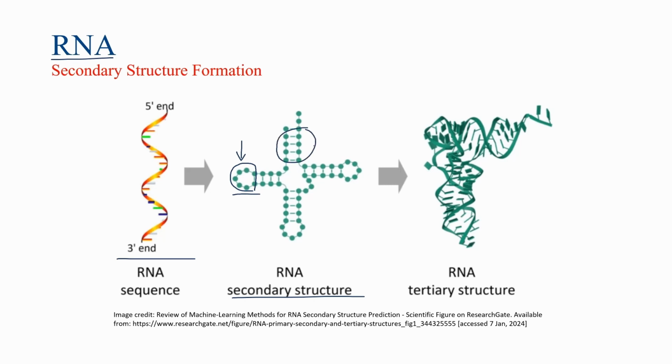These are called helices, and they consist of canonically paired nucleotides. This right here would be a dangling end, and so on, as you will see in the next slides.